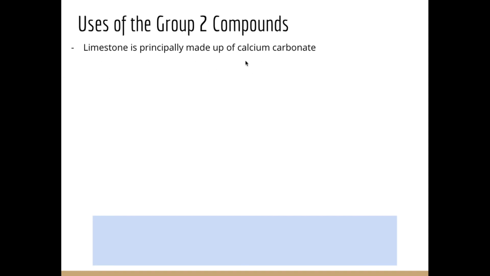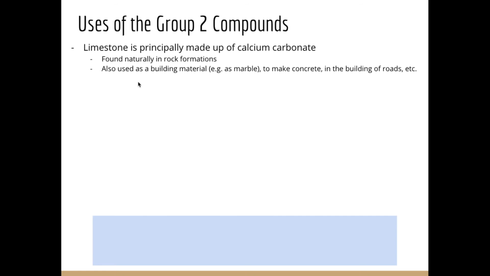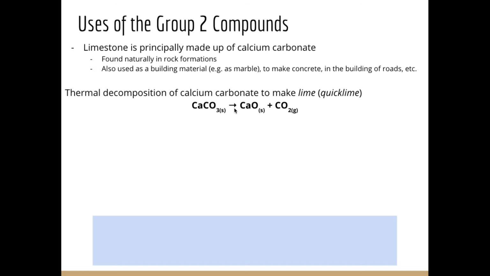Limestone is principally made up of calcium carbonate. These are found naturally in all sorts of rock formations, such as limestone cliffs or in caves. But it is a very useful building material, to use in marble, to make concrete, which we're going to look at in a bit of depth in just a moment, in the buildings of road, etc. So we can thermally decompose, and we just saw this reaction, calcium carbonate to make something called lime, which is just our calcium oxide.